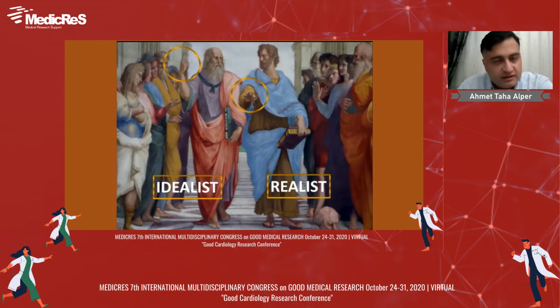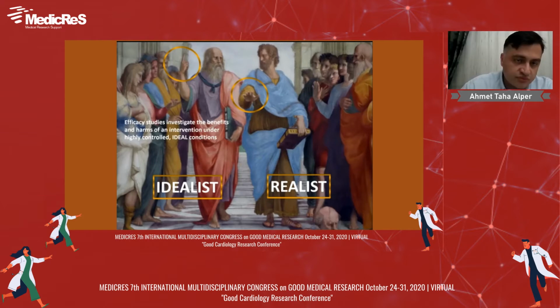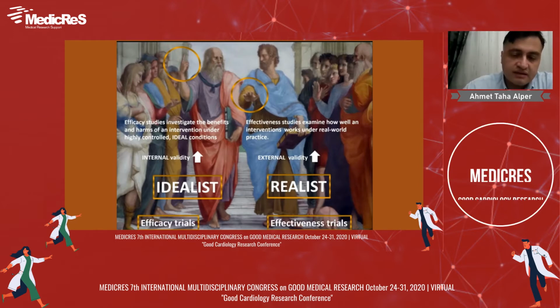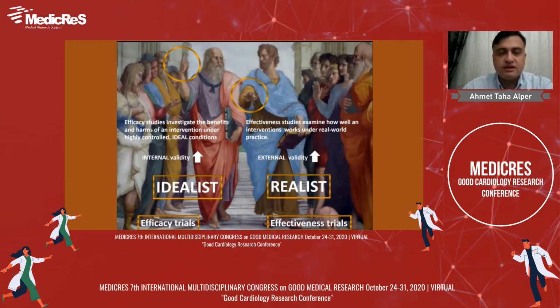He was a realist. Efficacy studies investigate the benefits and harms of an intervention under highly controlled ideal conditions. So they have higher internal validity, but effectiveness studies examine how well an intervention works under real-world practice. So they have higher external validity. The distinction between efficacy and effectiveness trials is not a dichotomy, it's actually a continuum.